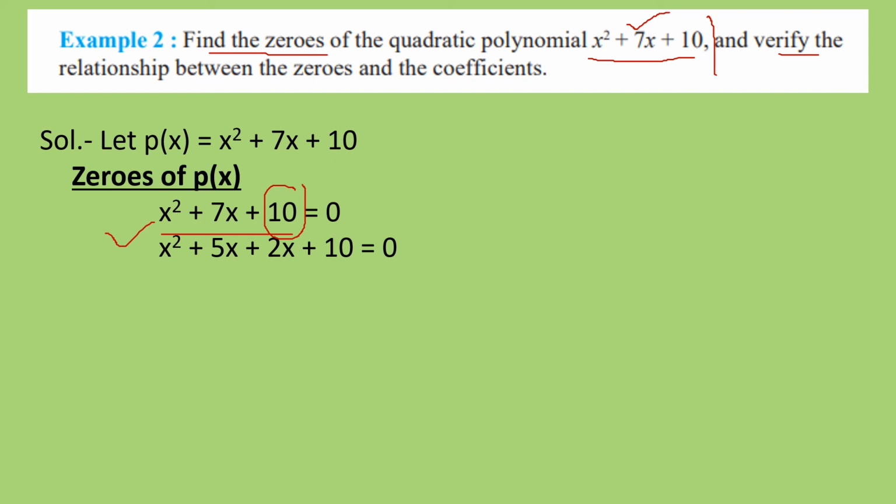Whose product should be equal to this and whose sum should be equal to the middle term. Then 5 plus 2 is 7 and 5 twos are 10. So we have to find the two numbers. Now after this we will take these two together and these two together. So x is common. Then what is left?